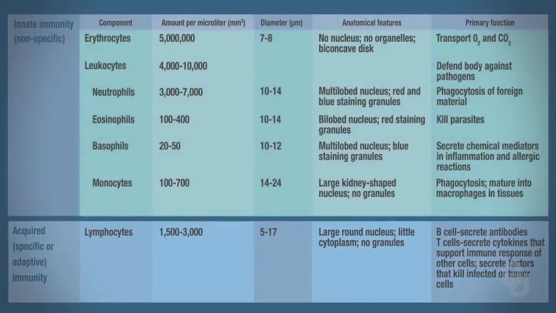So neutrophils, eosinophils, basophils, and monocytes are all cells that are important in an innate response. The lymphocytes, on the other hand, are the type of white blood cell that are important in the acquired response. You don't have to memorize the amount of each of these cells in a microliter or their diameters or any of that. You need to understand their anatomical features and their functions. So these are important columns here, but you do also have to know their relative abundance.